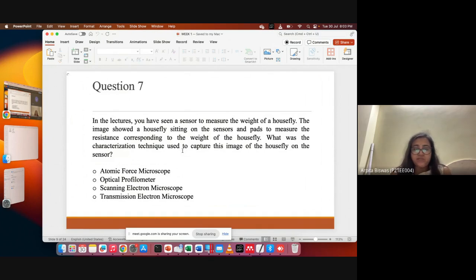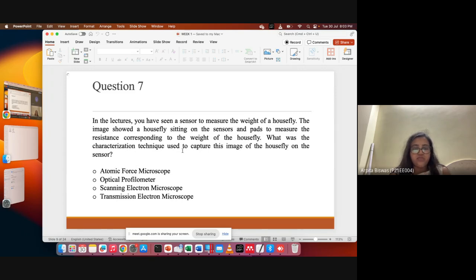In the lecture, you have seen a sensor to measure the weight of a housefly, and the image showed a housefly sitting on the sensor. If you have gone through the lecture, I think you can definitely give the answer. The sensor has pads to measure the resistance corresponding to the weight of the housefly. What was the characterization technique used to capture this image of the housefly on the sensor? The first option is atomic force microscope, the second is optical profilometer, the third is scanning electron microscope, and the fourth is transmission electron microscope.